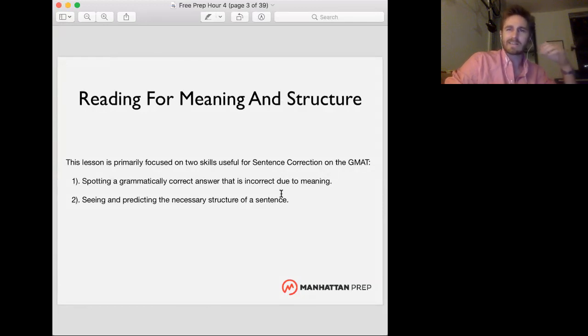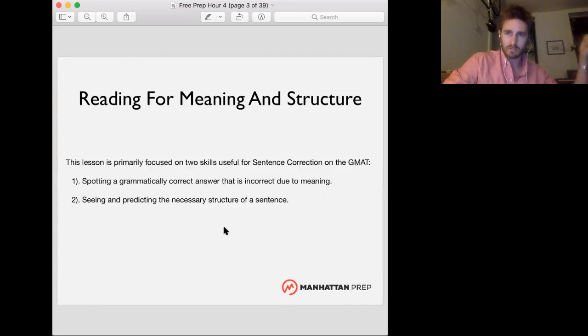The first being that while grammar is undoubtedly part of GMAT sentence correction, there will be many times when you encounter a sentence where one of multiple answers is actually grammatically correct, right? There's no actual grammar error. Or if there is one, it's super obscure and really rare and kind of hard to deal with. And even if an answer is grammatically correct, it can still be wrong for a different reason, namely due to the meaning of the sentence. So we're going to talk today about reading a sentence for meaning, and reading it specifically for the meaning that is there. And we'll talk about what I mean by that.